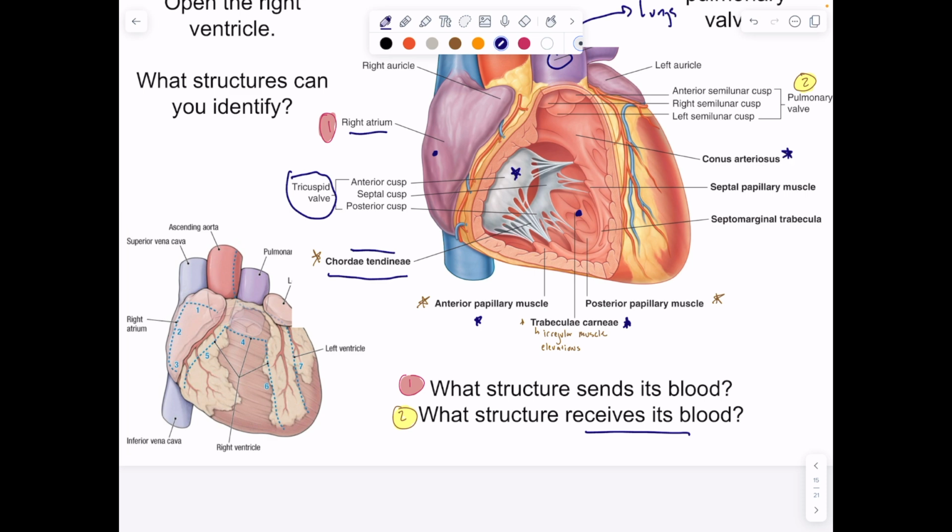This one's maybe worth pointing out. The conus arteriosus is just a smooth region. The rest of the ventricle is covered in the trabeculae carneae, and this is really smooth right before the pulmonary valve. I think that has to do with fluid flow, but I'm not entirely certain on that.